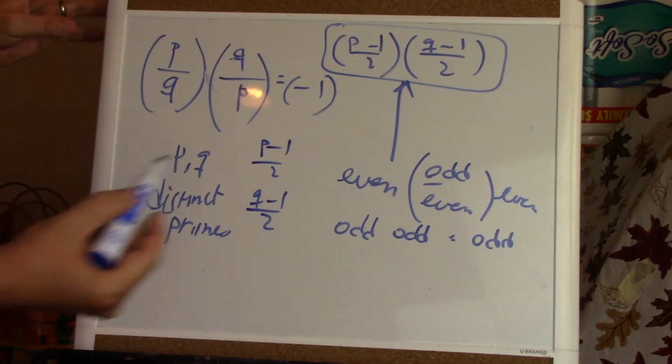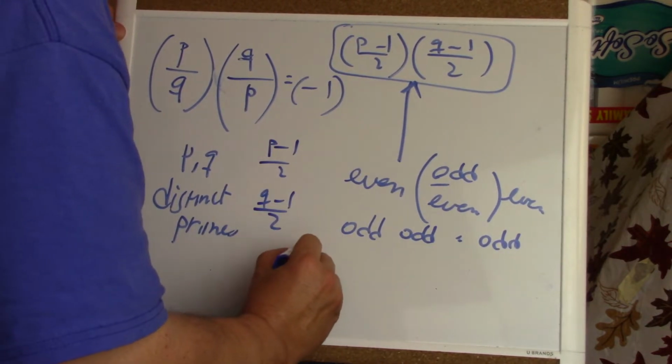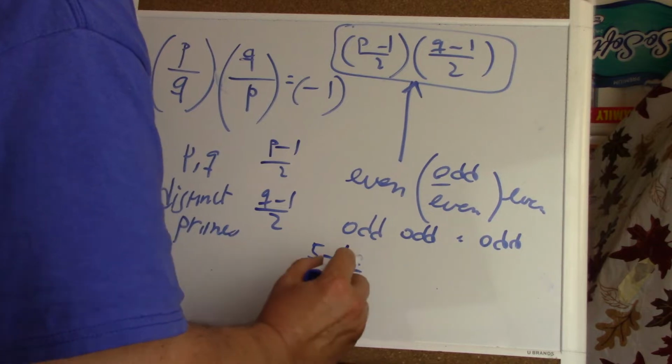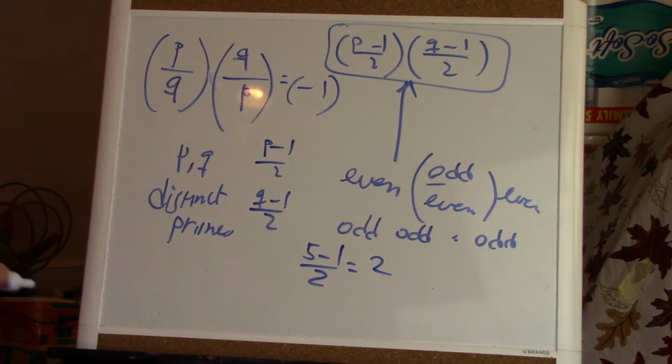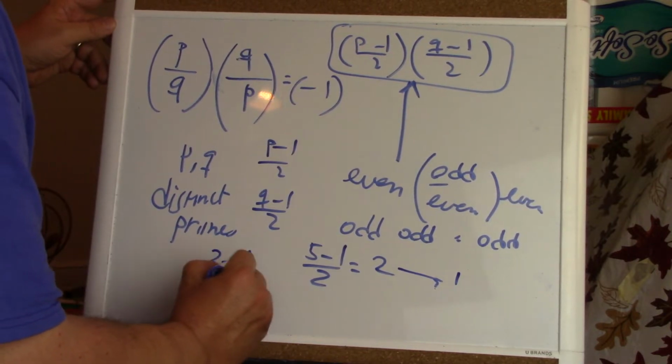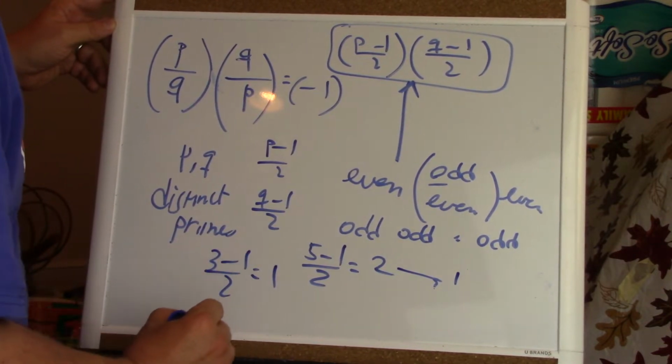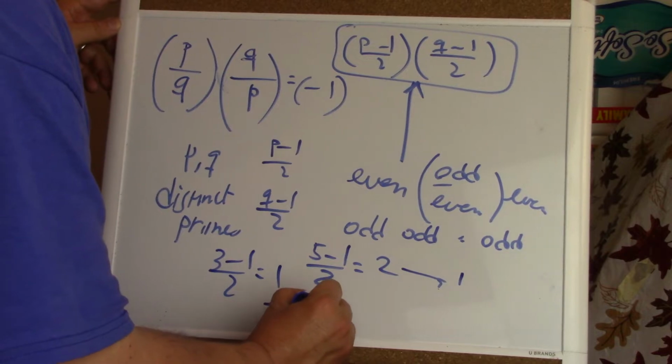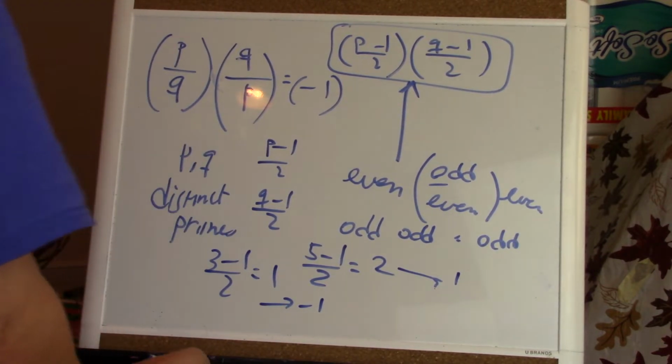So I'll give you an example. 5 minus 1 over 2 is 2. So that's going to give you 1. 3 minus 1 over 2 is going to give you 1. Negative 1 to the 1 is negative 1. Alright? So that kind of sets it up.